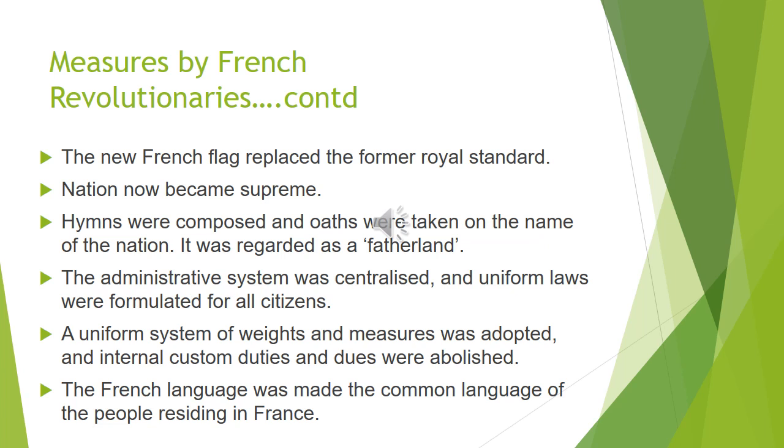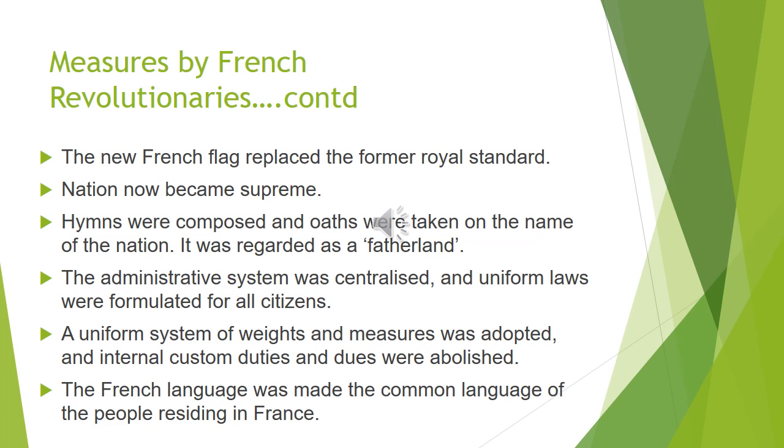The next measure was the centralization of the administrative system. The administrative system was now centralized. Now it was in control of the government, which was in place, and uniform laws were formulated for all citizens. Earlier, different laws were meant for different people in France, depending upon their hierarchy, depending upon their status. But now uniform laws were formulated and applicable for all the citizens in France. So this brought about uniformity in the administrative system.